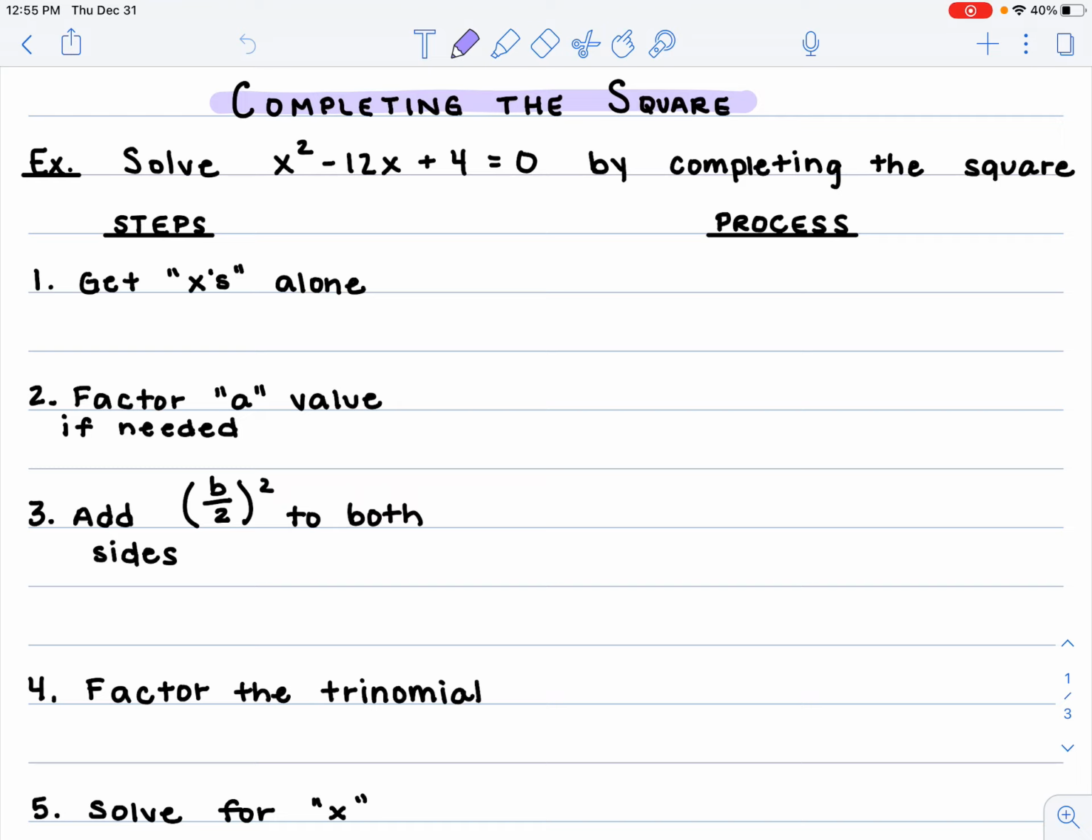I think this is the longer one. You've got kind of 5 steps to solve here. If you get those 5 steps down, it becomes an easier process. So here's our first problem. It says solve x squared minus 12x plus 4 equals 0 by completing the square.